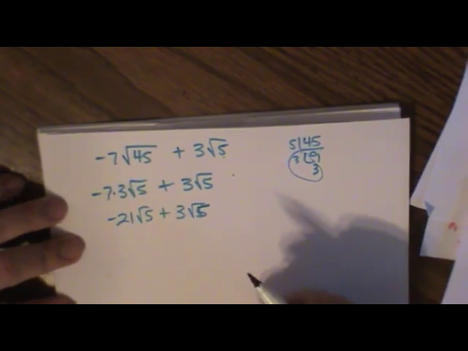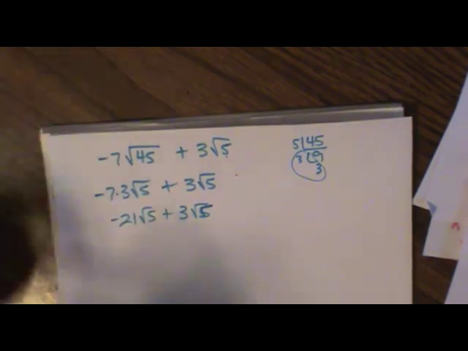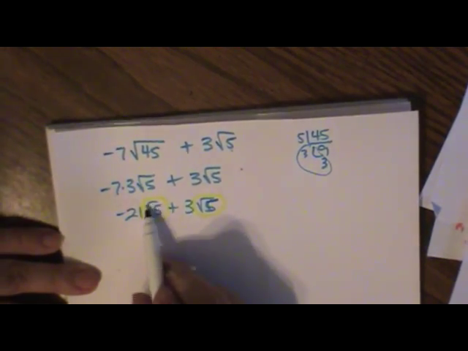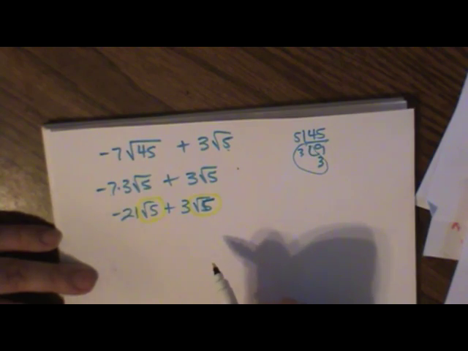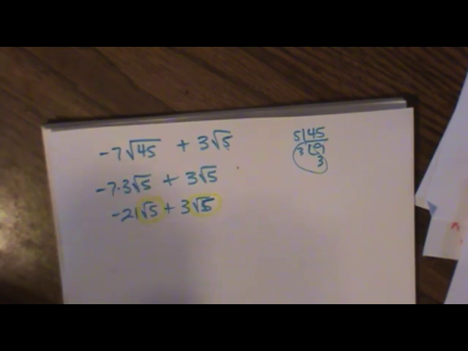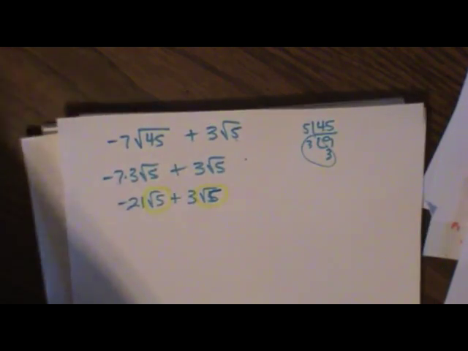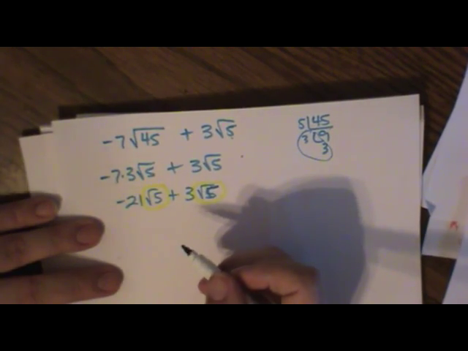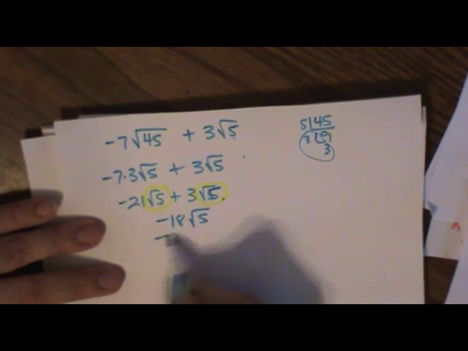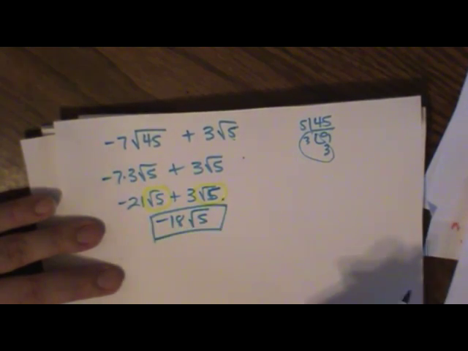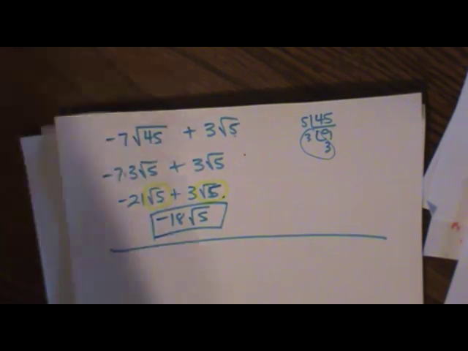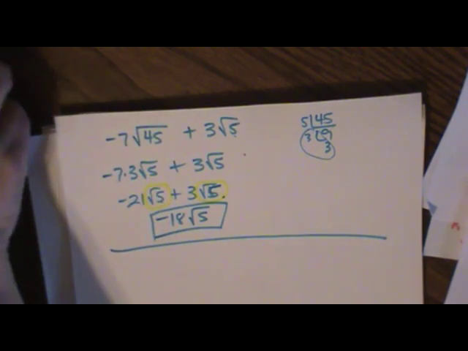Check to make sure we have like terms. We have the same radicand, we have the same root, so those are like terms. So we just add our coefficients together. We have a -21 and a 3, which give us -18 square root of 5. Our like term just goes along for the ride. That's our answer for this one. Now let's try another one.